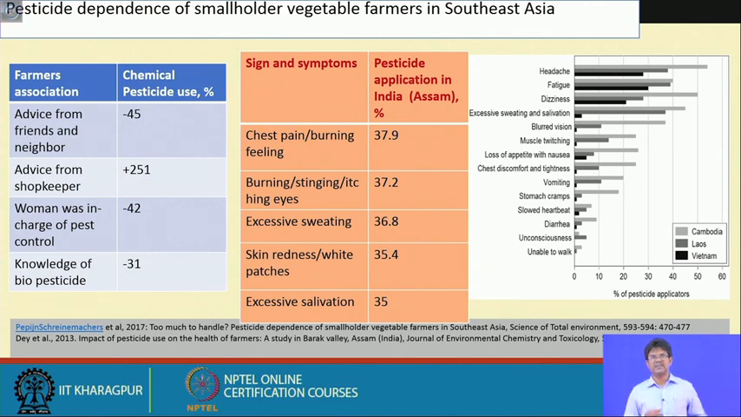That indicates there is a serious concern, because the use of synthetic pesticides against insects in the crop field affects the farmers, and of course, as we discussed, there is an effect on food quality, and the environment also gets contaminated and polluted.